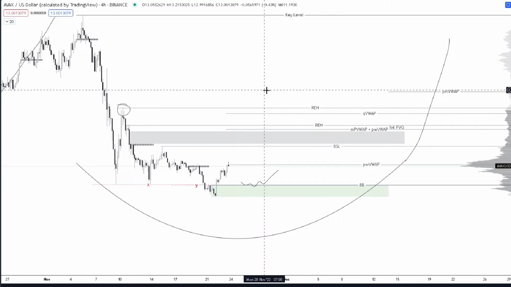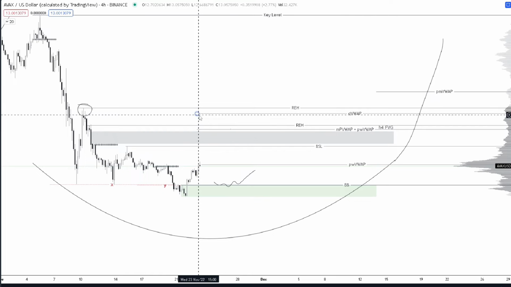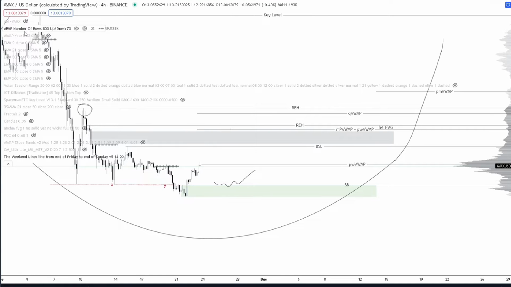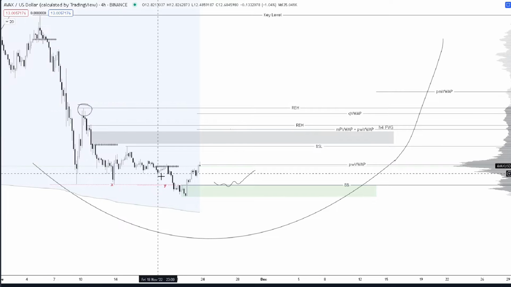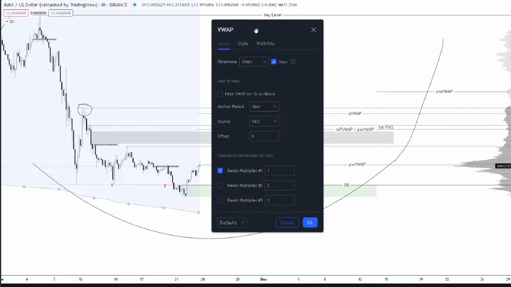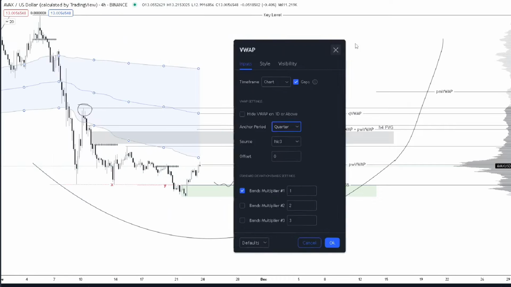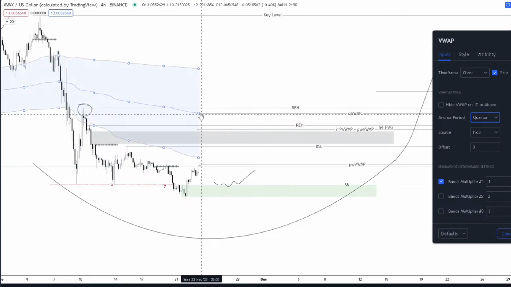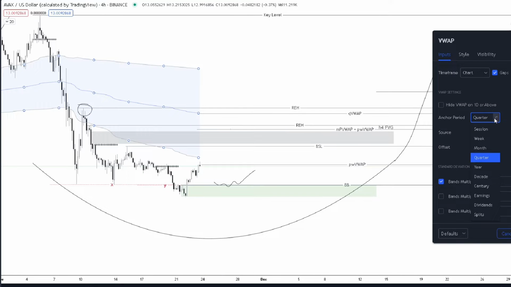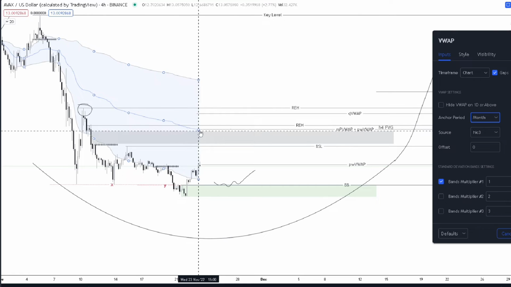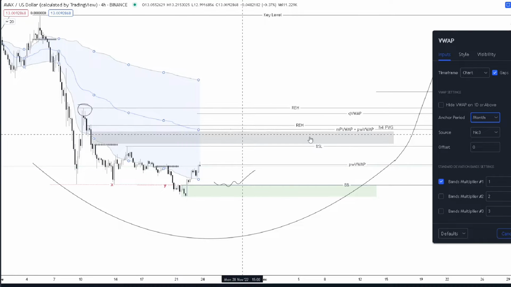With that said, I've also marked out a lot of the previous VWAPs. VWAP is the volume weighted average price. If I bring up that indicator right now, so this is the indicator. It's set to the year right now, I think. If I set it to the quarterly, you can see that we have the quarterly VWAP right here. If I set this to the monthly, we have the monthly VWAP right here. I just denote it by this ray.